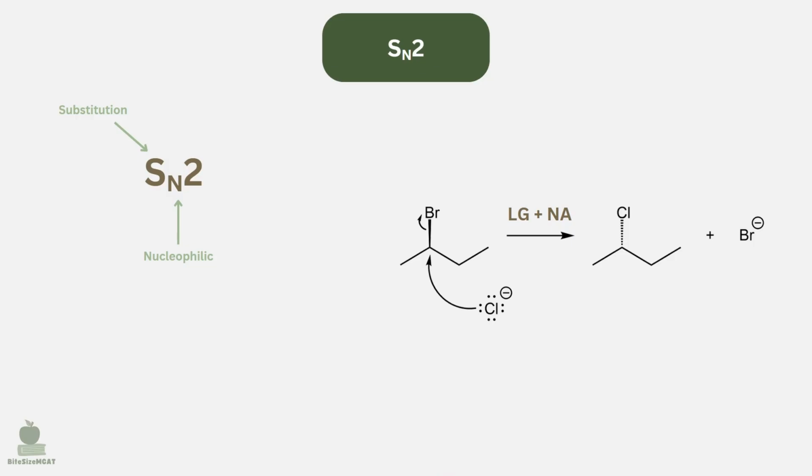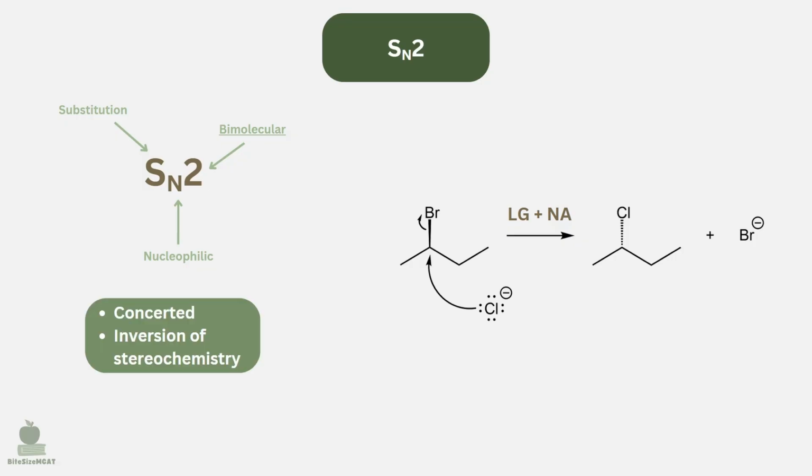Lastly, this reaction is bimolecular. This means that there are two species involved. In this case, the rate is dependent on both the alkyl halide substrate and the nucleophile. In an SN2 reaction, the nucleophile attacks and the leaving group leaves at the same time. We call this being a concerted reaction, or they both happen at the same time. One impact of this is that there's an inversion of stereochemistry. If we look at the bromide, it's on a wedge, but now the chloride is dashed back. This is because the nucleophilic chloride has to attack from the backside of the bromide due to the steric hindrance.